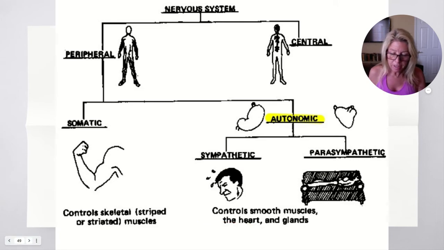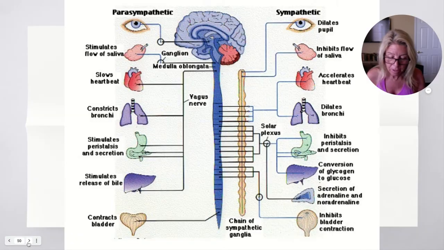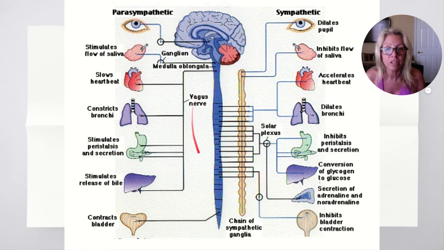So on your autonomic system, the introduction, it's involuntary control of smooth muscles of the internal organs, glands, and cardiac muscle. The sympathetic division is your stress response. Okay, and so here, remember you have 31 pairs, right? Most of your sympathetic nerves come out right in the middle of your spinal cord. And you can see things like it accelerates your heartbeat and dilates your lungs. It inhibits digestion, converts glycogen to glucose, secretes adrenaline. This is all your sympathetic.